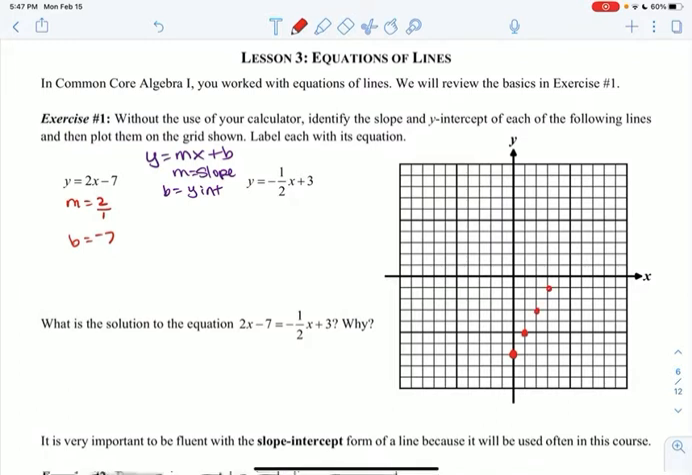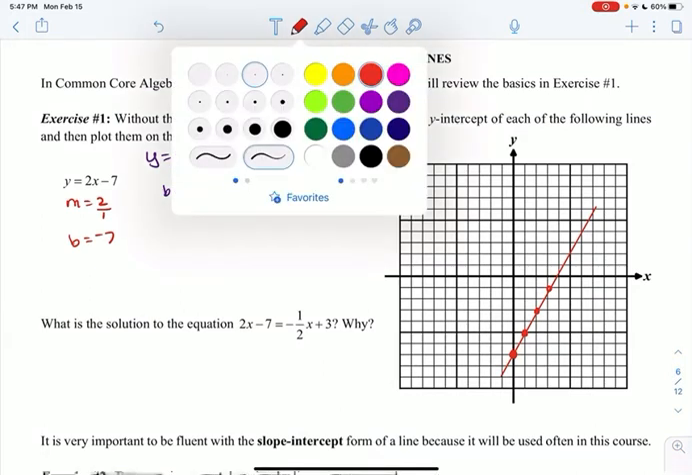I like to have at least 3 points to draw my line. I did 4 here because I don't actually have a ruler on this. The more points, the more accurate it's going to be. All right, and then I'll do the other one.